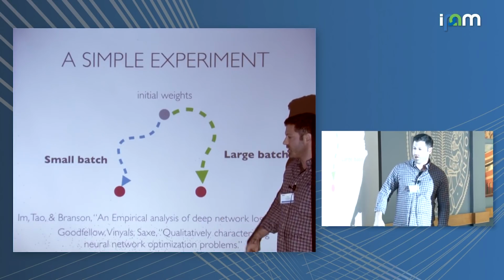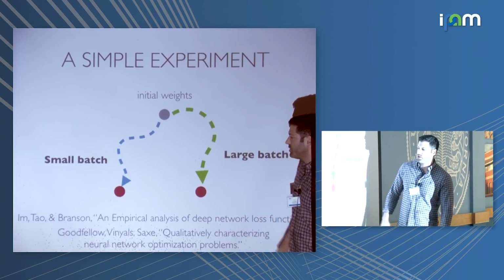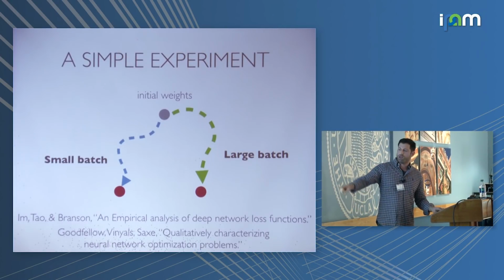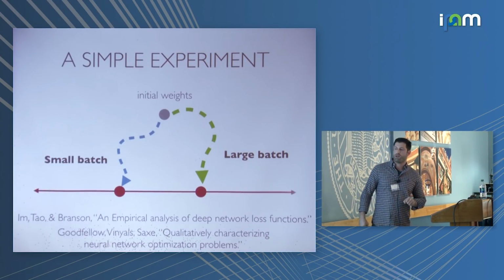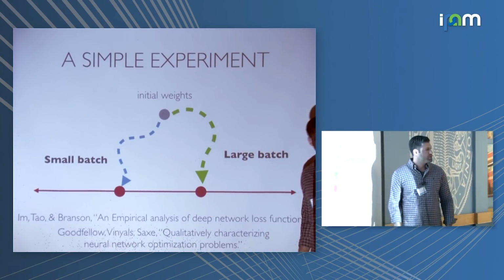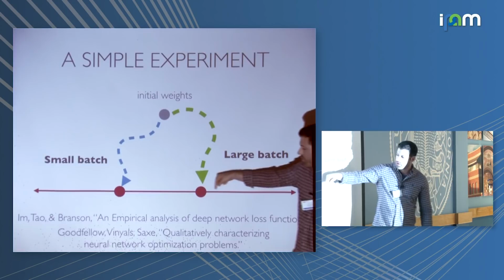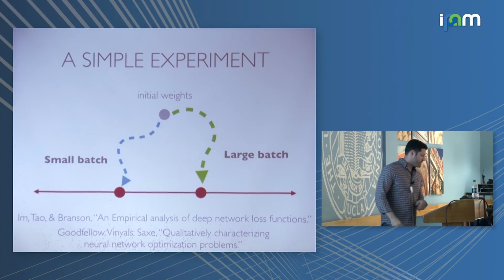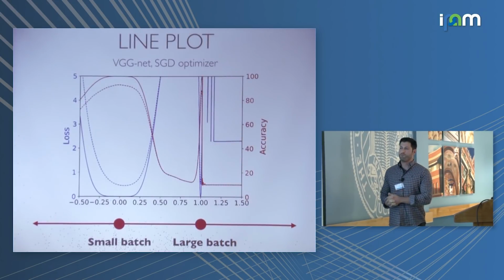Dan M has a paper on this, and Ian Goodfellow has a paper where they do similar types of visualizations. And so what we do is we take these two minimizers and we pass a line through them. So this is a line that interpolates between these two points in weight space. And then we're going to walk along that line, and we're going to plot the loss function at every one of those locations. And we get something that looks like this.